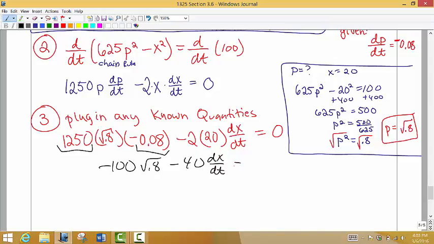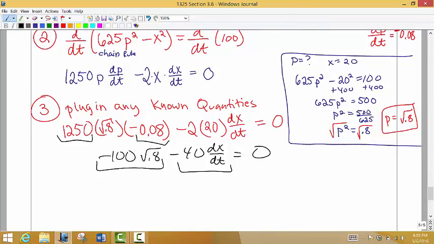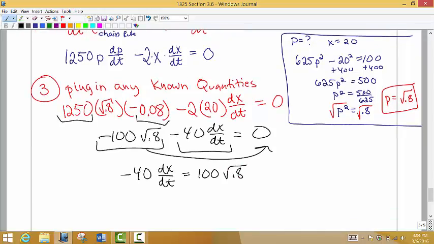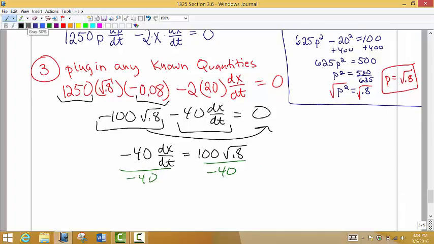So we have these two different terms here. And I want to solve for dx/dt, so I'm going to bring over any term to the other side that does not have dx/dt. So I'm going to write this as negative 40 dx/dt. I'm going to bring this to the other side, so I'm going to add that to both sides of the equation. Then I'm going to divide both sides by negative 40. Okay, so we get that dx/dt is equal to, and then I want to throw that into my calculator here.